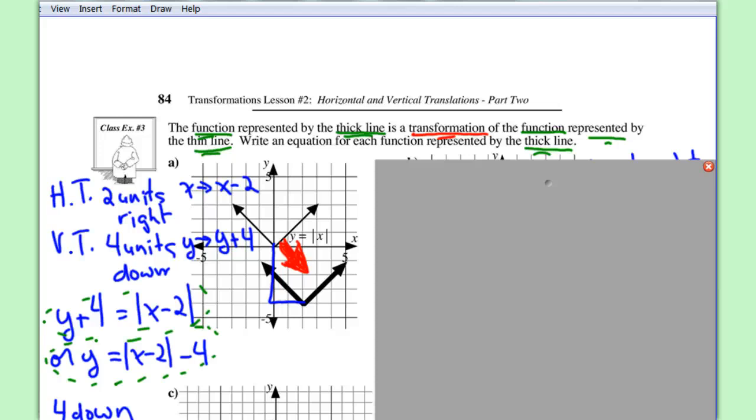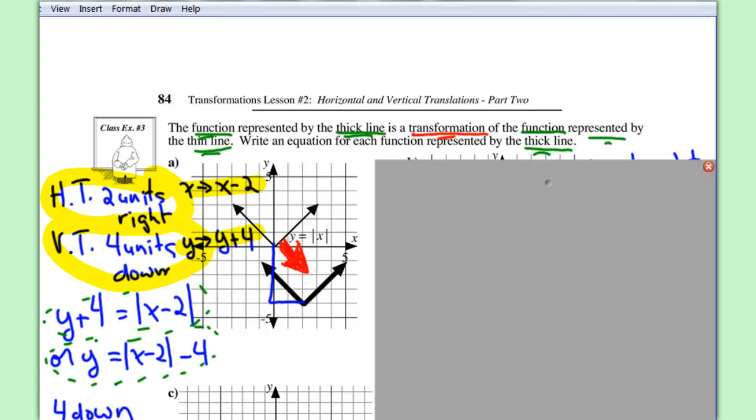Look at what happened from the original graph to the thick one. Well, clearly you can say it went 2 units right and it went 4 units down. Great. What does that mean in terms of a transformation? Well, it means that x must have become x plus 2 and y must have been replaced with y plus 4. That would do it.